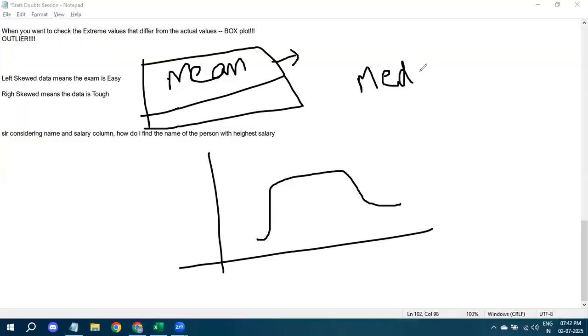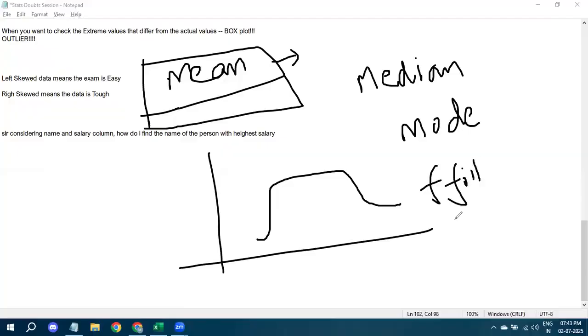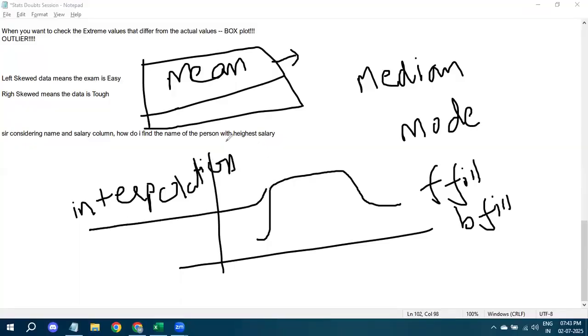There is another technique called median imputation. There is another technique called mode. There is another technique called F fill. There is another technique called B fill. There is another technique called interpolation. Did you hear about these terms? No, sir. You will be going to hear about interpolation. Yeah, we heard about interpolation.